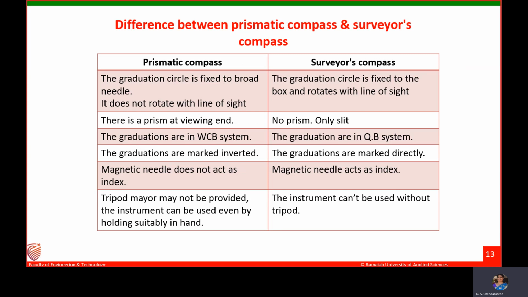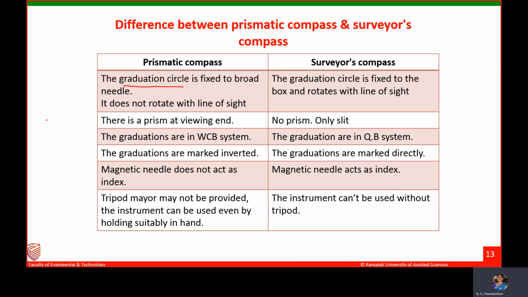Then let us understand what is the major difference between a prismatic compass and a surveyor's compass. The major difference is the graduation circle. In case of a prismatic compass, the graduation circle is fixed to the needle itself, so it does not rotate with the line of sight. But in case of a surveyor's compass, the graduation circle is fixed to the box and it rotates with the sight.